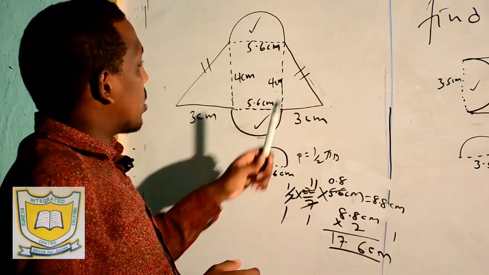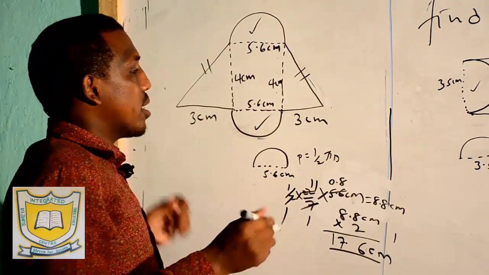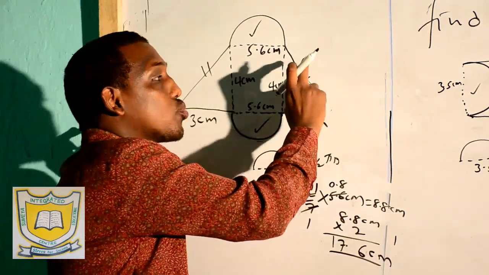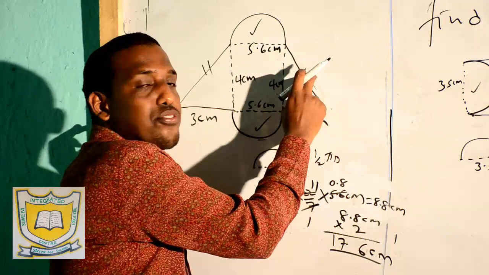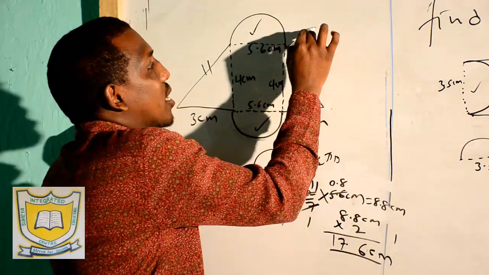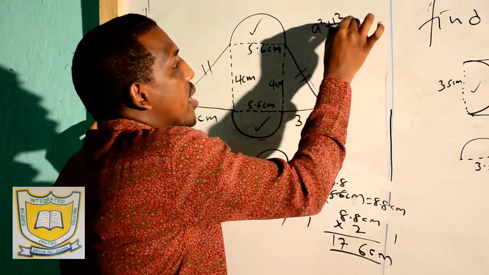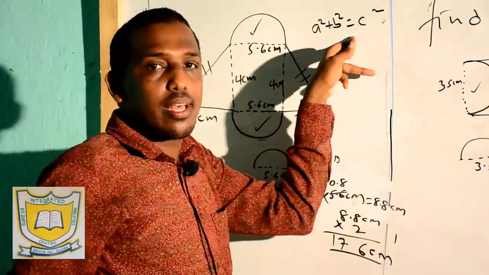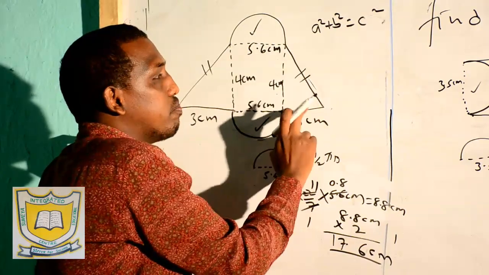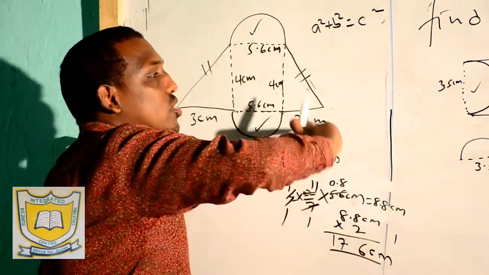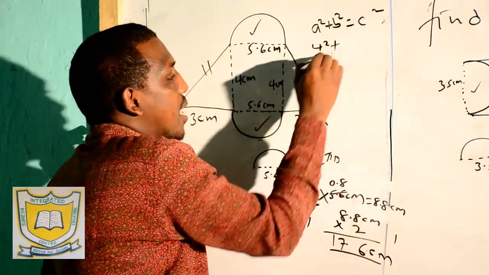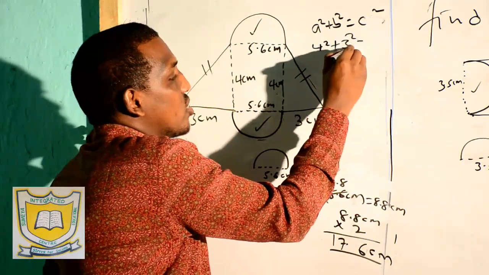Now, let us work out now with the right angle triangles. Remember here we have 3. Here we have 4. So we are supposed to get this line. So here is 5. Why? We use Pythagoras theorem formula. So remember, Pythagoras, we say a squared plus b squared is equals to c squared. That's the formula. A is the height, b is the base, c is the hypotenuse. So the longest line is the hypotenuse. So a squared, which is 4 squared, plus b squared, which is 3 squared, is equals to c squared.